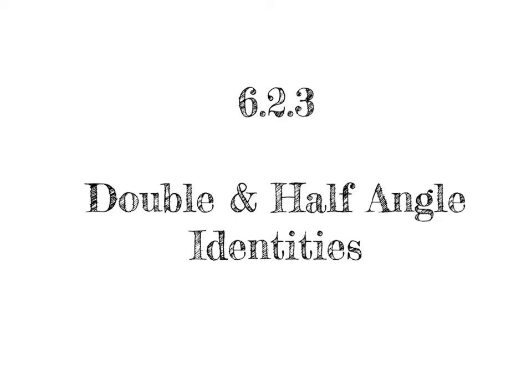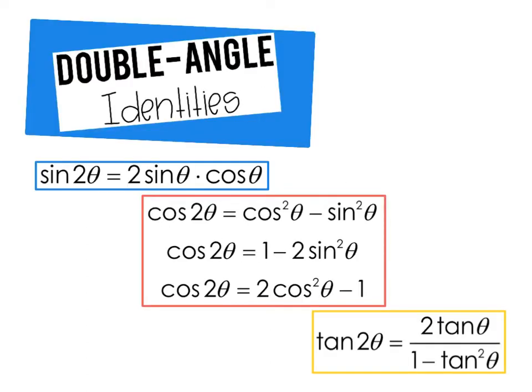Hey everybody, this week we are going to be moving into our next set of identities, which are our double and half angle identities. So first off are our double angle identities. Again, these are very similar to how we've been working with things in the past. The formulas just look a little bit different.